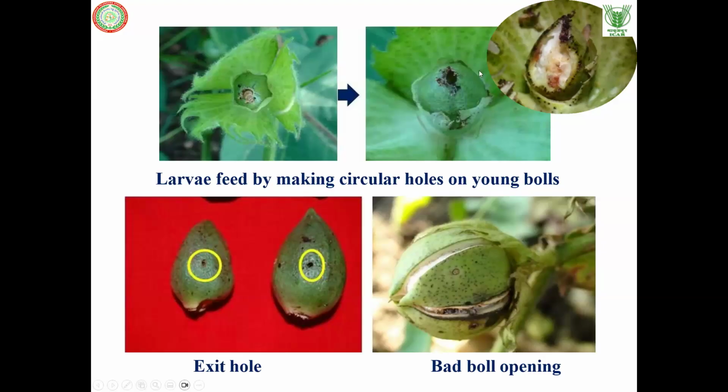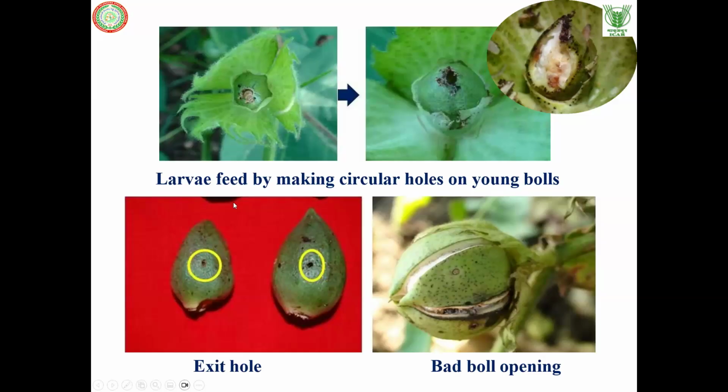Moreover, these damage symptoms we cannot see externally, because the adult moth lays the eggs directly inside the boll by making small holes. From that, the caterpillar comes out and feeds inside the boll, and only the exit holes can be seen.